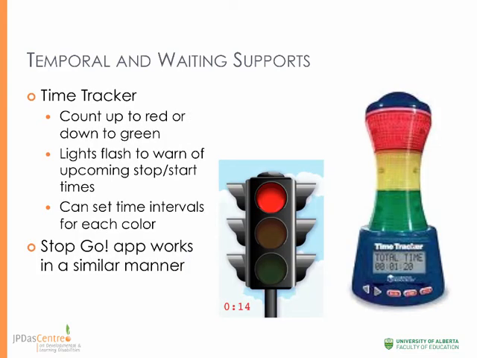The time tracker is another clock used to show the passing of time. The timer acts as either a countdown or count-up timer. It's possible to set each color for any interval. For example, if a student is using the computer and will need to stop in 15 minutes, the timer could be set to show green for 13 minutes, yellow for 1.5 minutes to warn that computer time will soon end, and red for 30 seconds to give the student time to transition off the computer. There is a free app called Stop Go that works in a similar manner.